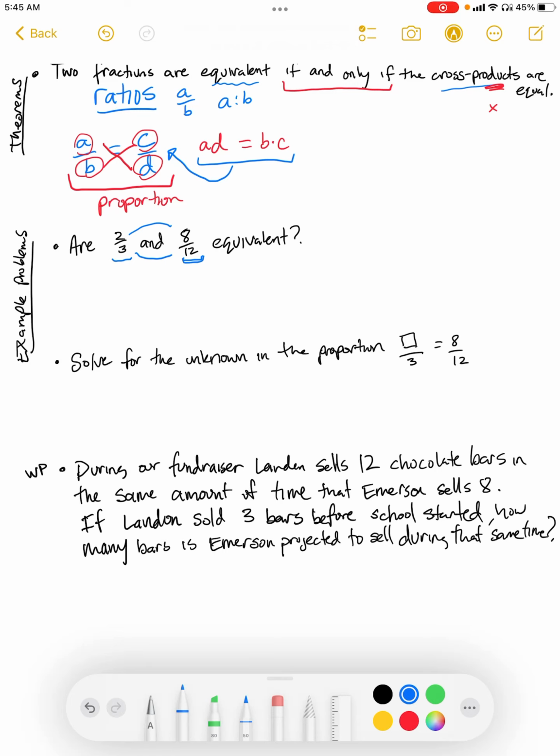then they are equivalent. But I'm going to use a theorem. The theorem says if we took this 2 multiplied by the 12, and it in fact is equal to 3 times 8, then we know those fractions are equivalent. And both sides do in fact yield 24, so yes, they are equivalent.